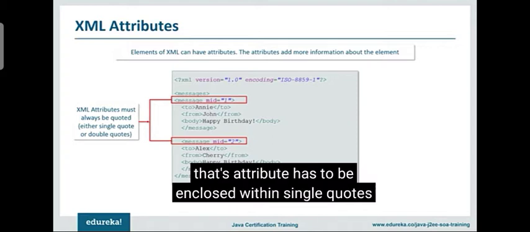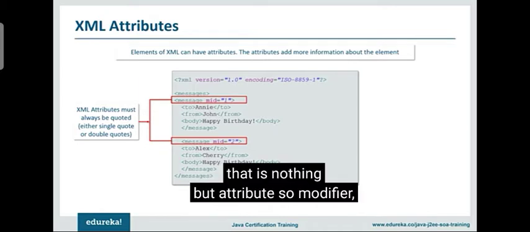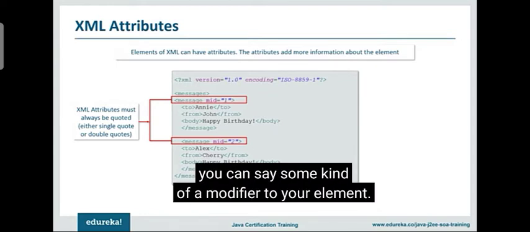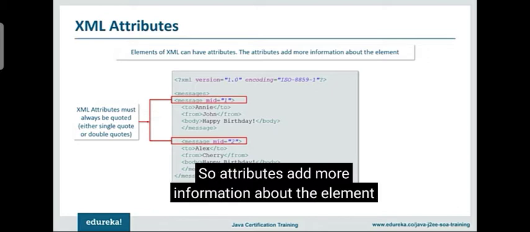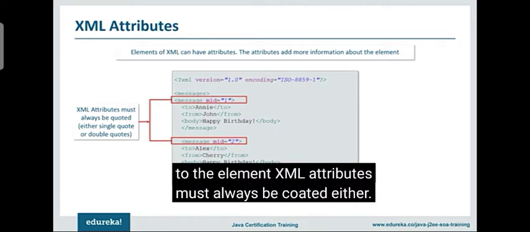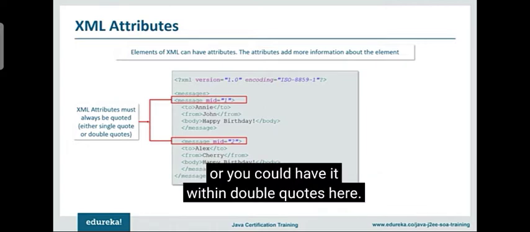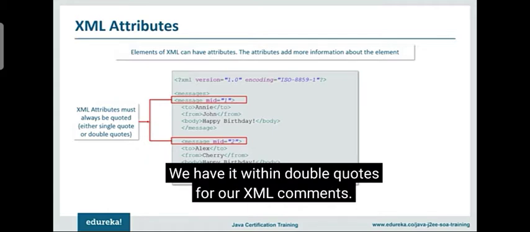That's an attribute. It has to be enclosed within single quotes or double quotes. So whatever you see within the element enclosed within quotes, that is nothing but an attribute. It's a modifier, you can say, some kind of modifier to your element. So attributes add more information about the element. XML attributes must always be quoted. Either it should be within single quotes, or you could have it within double quotes. Here we have it within double quotes.